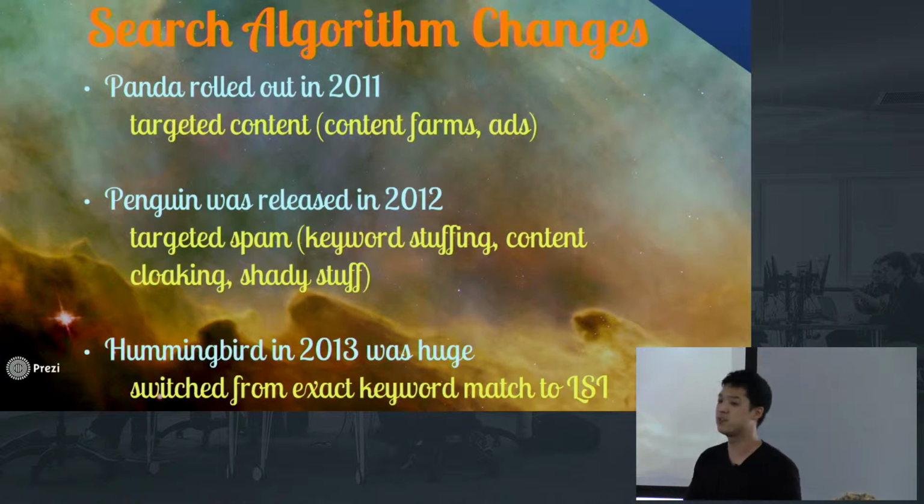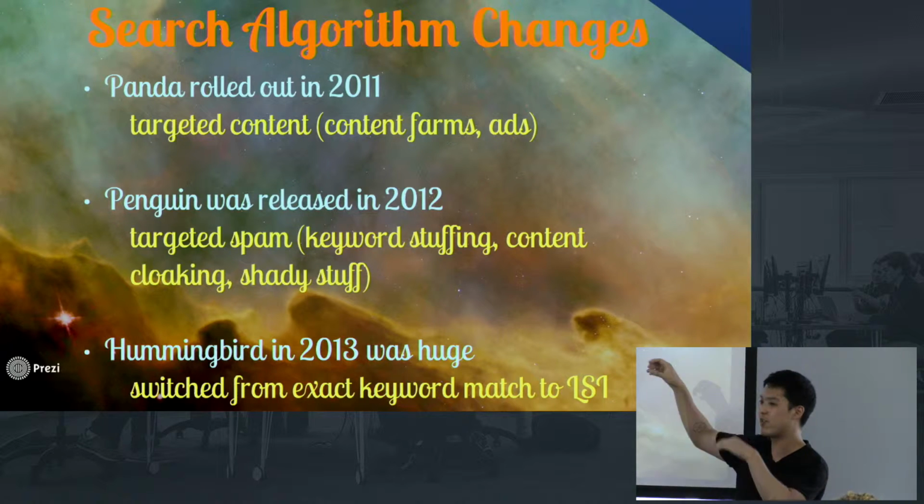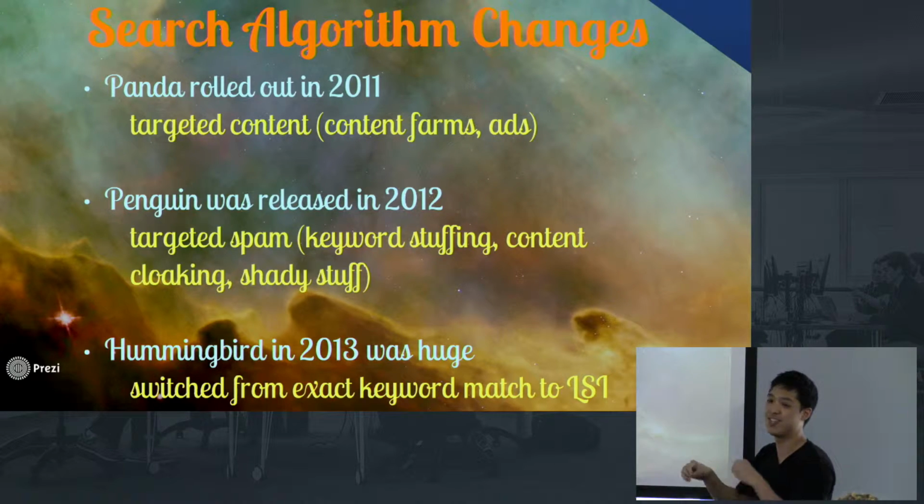Penguin was also referred to as the web spam update, and they targeted spam. Shady practices like content cloaking, where you show bots one thing and you show users another, or where you just stuff every keyword under the sun into your tags, were penalized.